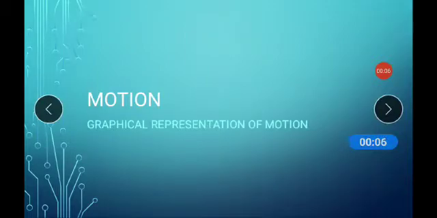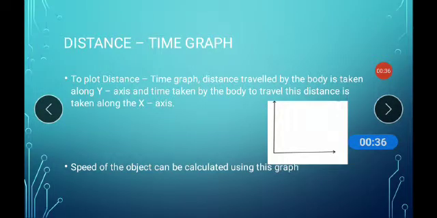Hope you are familiar with motion of objects and its associated physical quantities. Let us learn graphical representation of motion today. Graphs are the best tools for representing any data in an easily understandable form. Graphs are also used to represent motion of an object. We can use distance time graph and velocity time graph to represent motion of objects. Let us see the distance time graph in detail today.